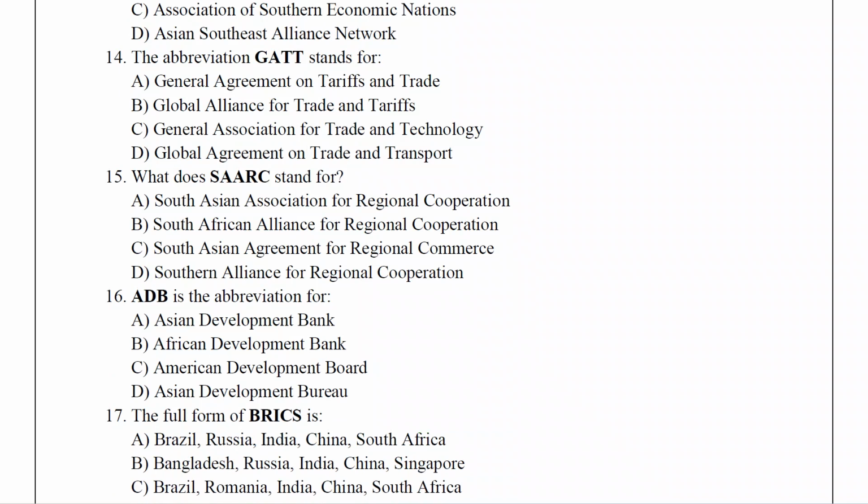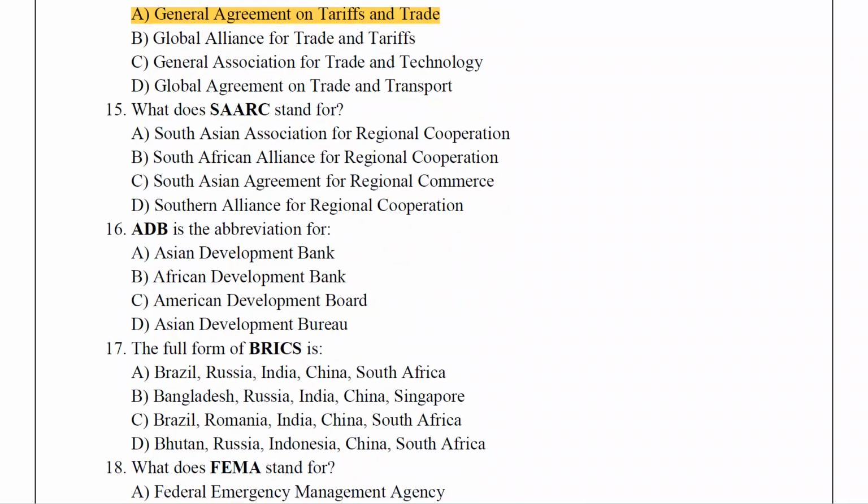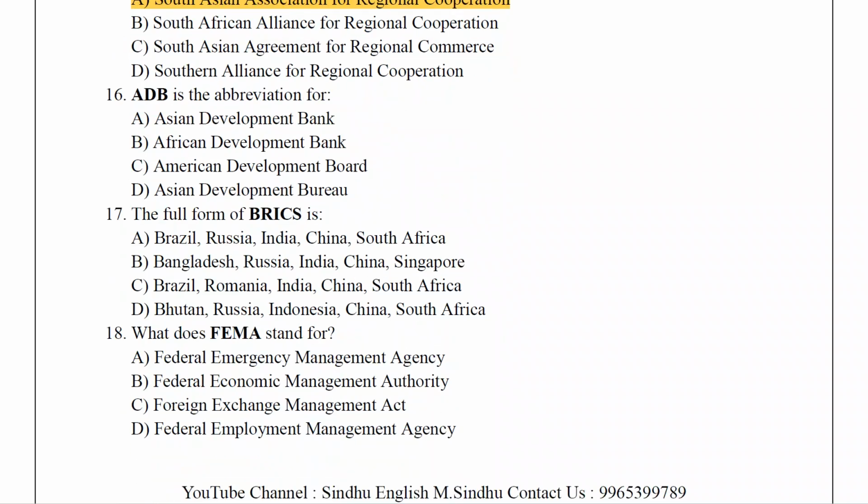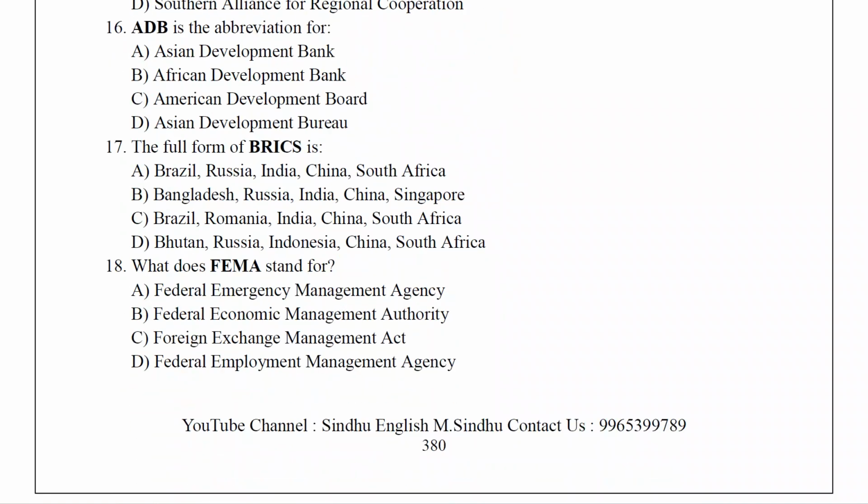Next, the abbreviation of GATT stands for General Agreement on Tariffs and Trade. What does SAARC stand for? South Asian Association for Regional Cooperation. ADB is the abbreviation for Asian Development Bank.